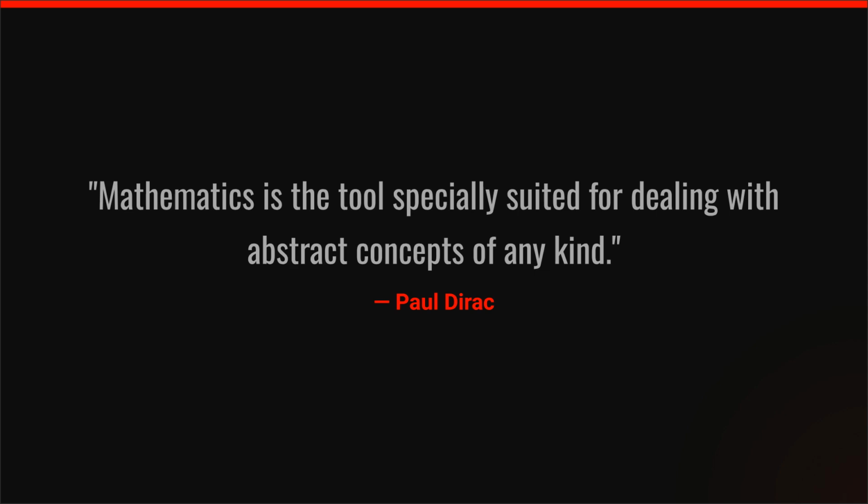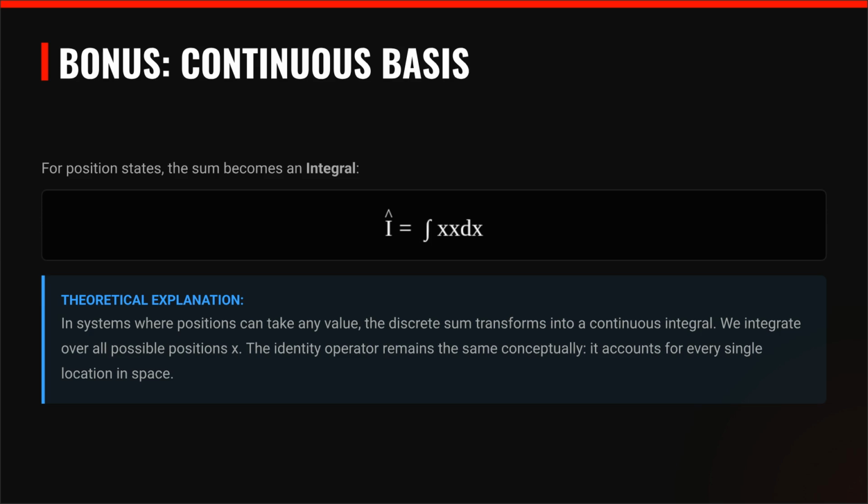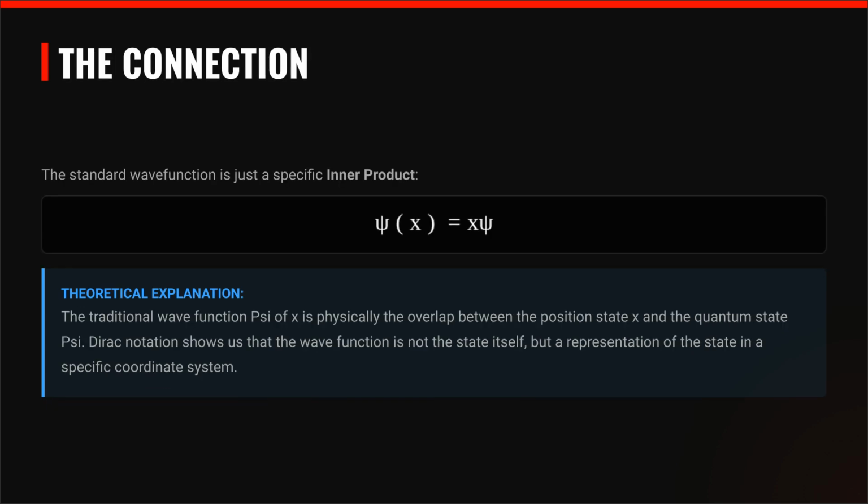In a continuous basis, such as position states, the discrete sum transforms into an integral over all possible positions x. The identity concept remains the same. The traditional wave function, psi of x, is merely the inner product between the position state x and the quantum state psi. Dirac notation shows it is a representation, not the state itself.